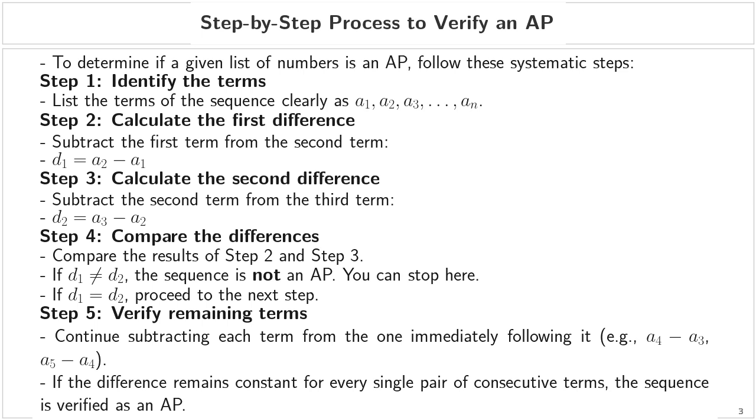You must continue subtracting each term from the one that follows it, for example, calculating a sub 4 minus a sub 3, and then a sub 5 minus a sub 4. If this difference remains constant for every single pair of consecutive terms in the entire list, then, and only then, can you officially verify the sequence as an arithmetic progression. We will apply this exact step-by-step method in the upcoming examples to see it in action.